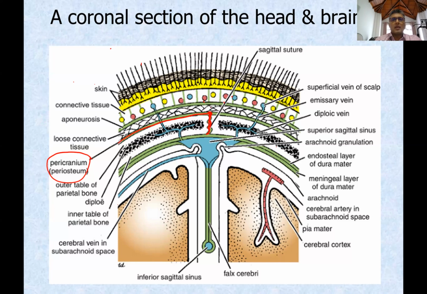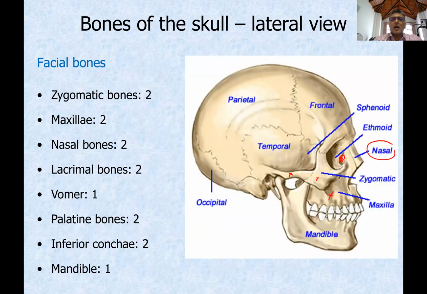If there is bleeding underneath the pericranium, since the pericranium is firmly attached to the suture line, the blood clot will be limited to that area, not like bleeding under the aponeurosis, where the blood can spread from one end to the other end. In this case, blood will be limited by the suture lines. So if you bleed under the temporal bone, bleeding will be limited there. If you bleed over the parietal bone, then again it will be limited by these suture lines to that area.